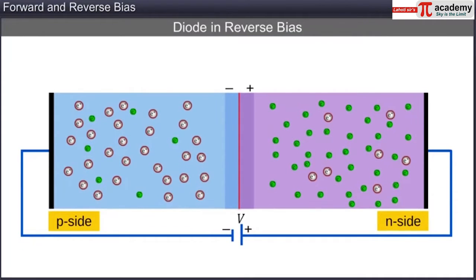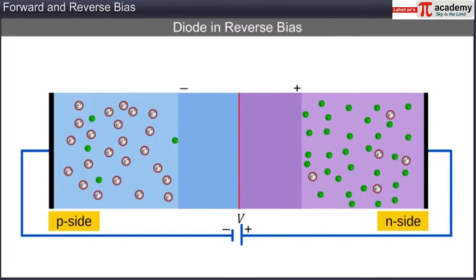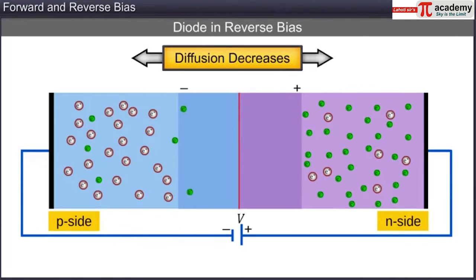Also, when a diode is reverse biased, the width of the depletion region around the PN junction increases. The increase in barrier potential width of the depletion region leads to a decrease in the diffusion of holes from the P side to the N side and the electrons from the N side to the P side across the junction.